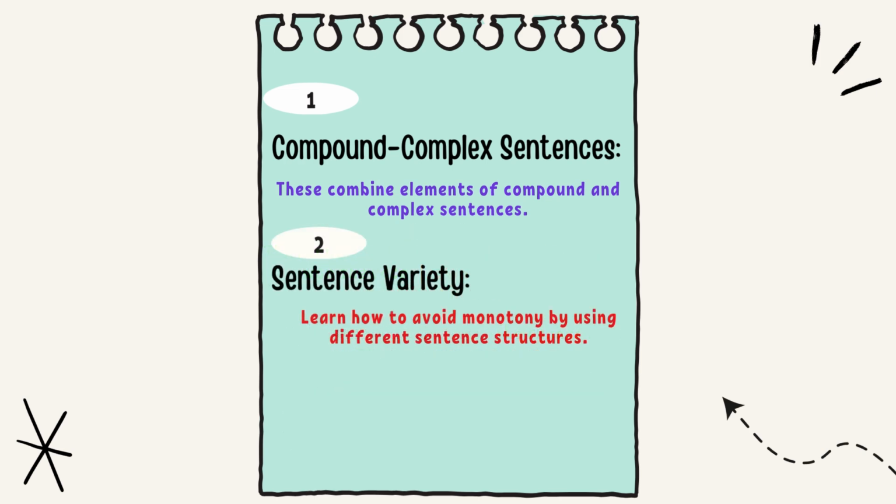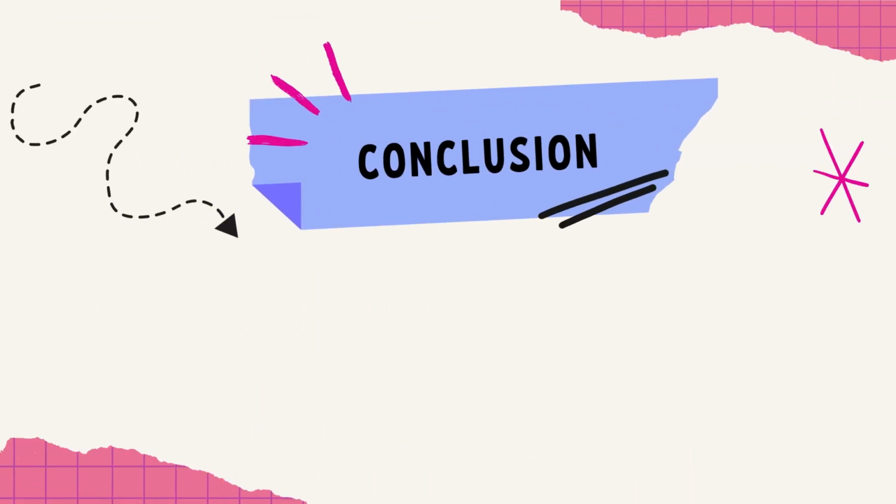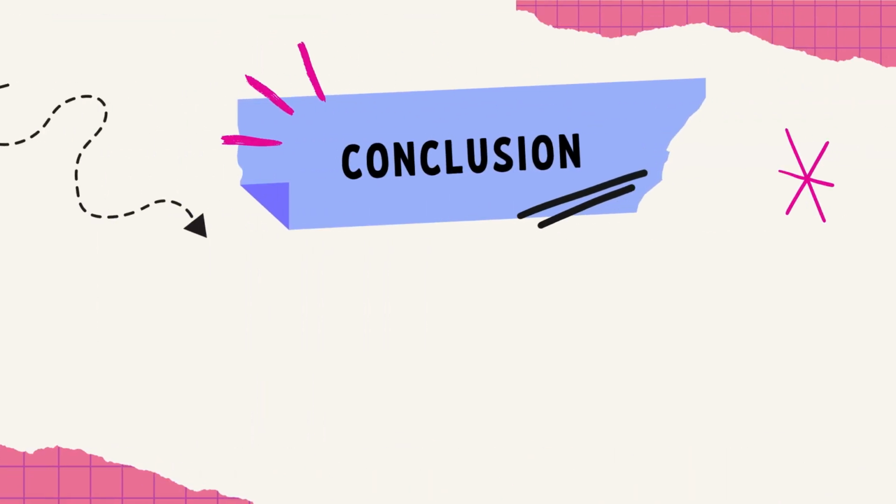Sentence variety. You should learn how to avoid monotony by using different sentence structures in a piece of writing you are producing. Transition words. Discover how transition words and phrases can improve sentence flow and coherence, and we will discuss them next video. We've covered a lot of ground in this sentence structure adventure.